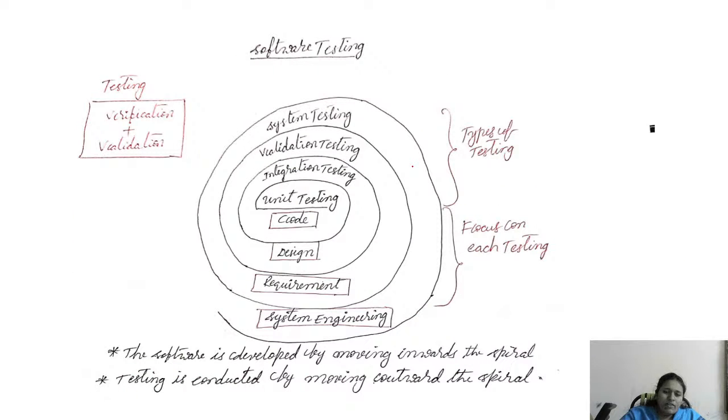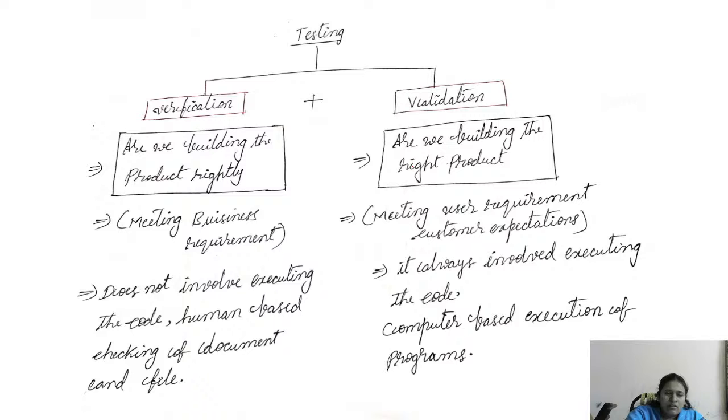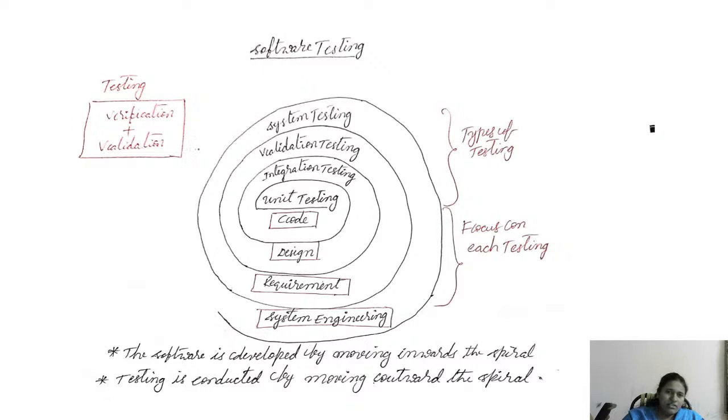Now we will go for the testing part. The remaining testing part is there now. What are the different types of testing, and after that we will go for black box testing. Testing means verification plus validation.